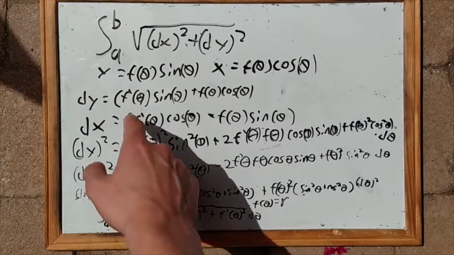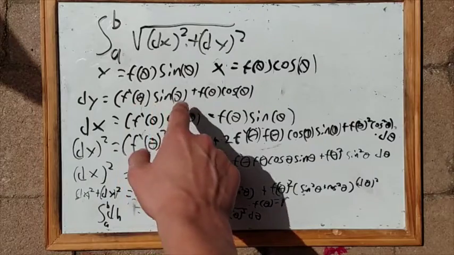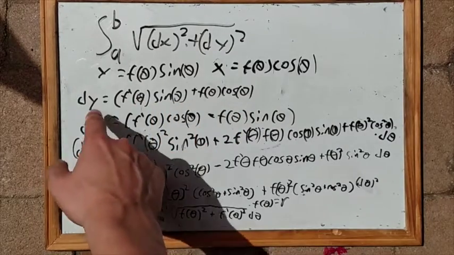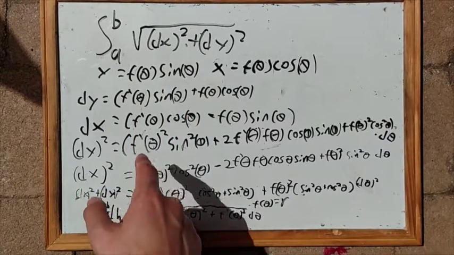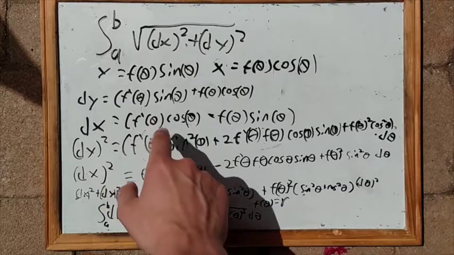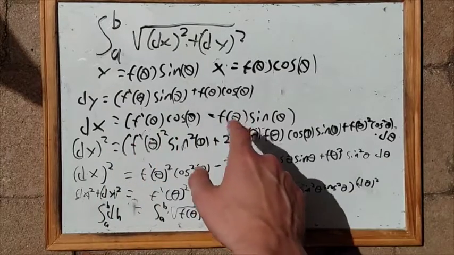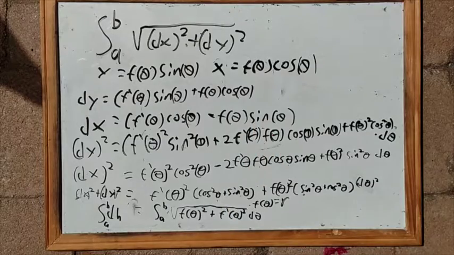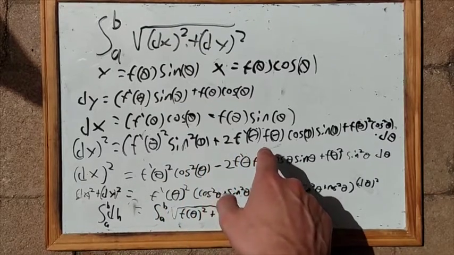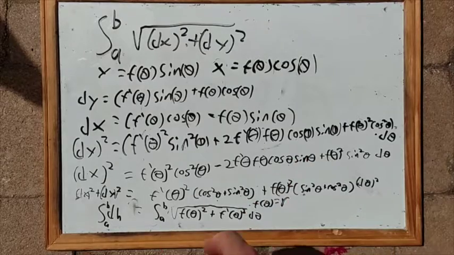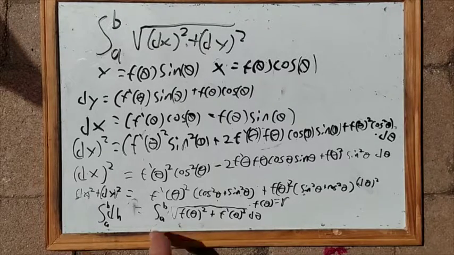You get the derivative of f of theta times sine of theta plus f of theta cosine of theta for dy. Dx is the derivative of f of theta cosine of theta minus f of theta sine of theta. Dy squared ends up being this whole mess right here: f of theta squared times sine of theta squared plus 2 times the derivative of f of theta, cosine, sine of theta, plus f of theta squared cosine squared of theta, times d theta. Dx squared is also something similar to that.